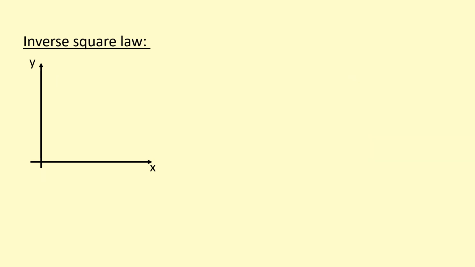Next, we have the inverse square law, which is very similar to the inverse proportional one, except there's a squared at the bottom like so. So you've got y is equal to some constant over x squared. The graph looks very similar to the inverse proportional one. It's asymptotic at the x-axis and the y-axis, so it doesn't touch those axes.